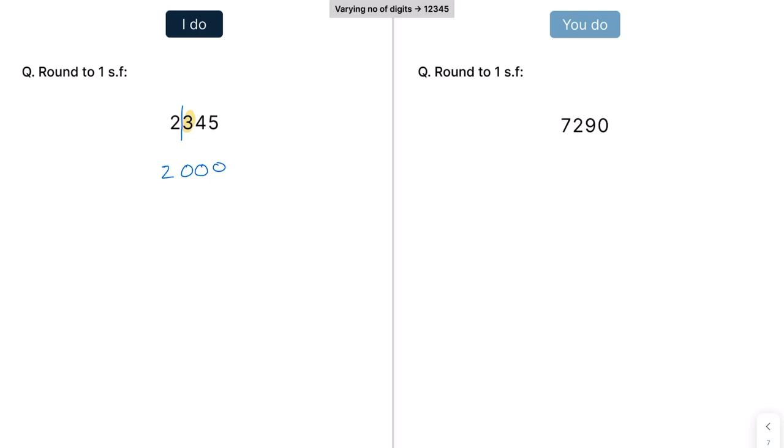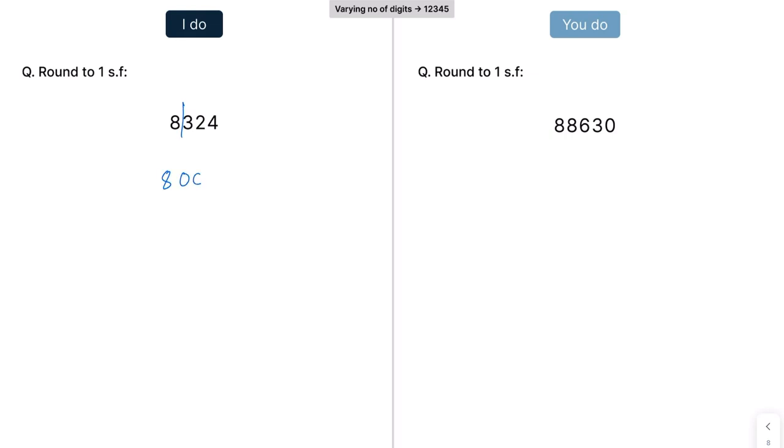So in this case, it says round to one significant figure. I draw my line. I have a look at the number after the line to decide whether I round up or down. So in this case, I'll leave it as it is. So if this number was 5 or more, so that's 5, 6, 7, 8, or 9, only then do I round up.